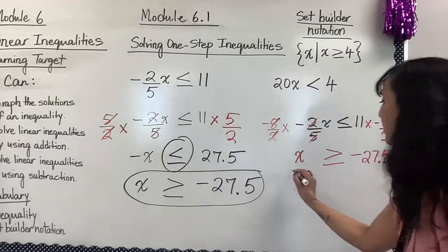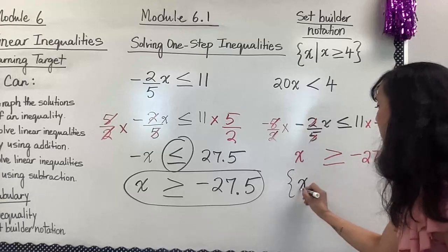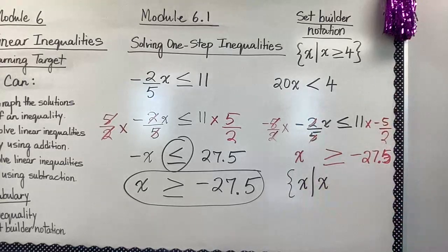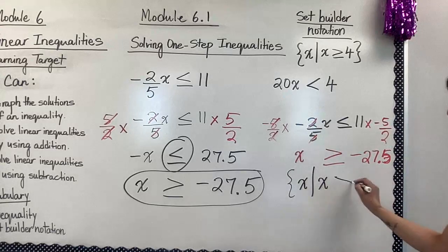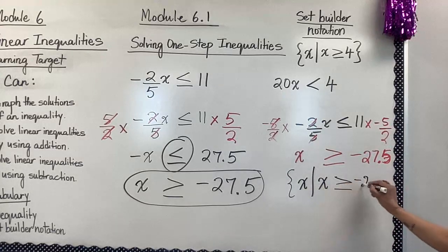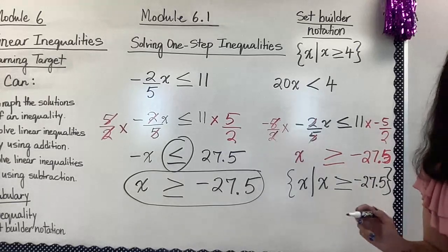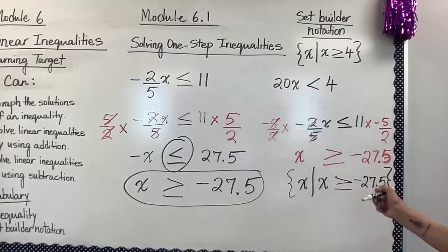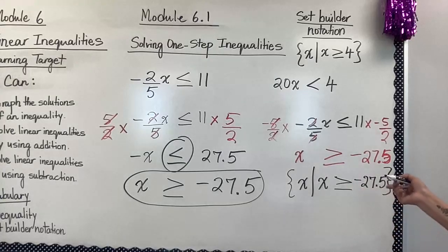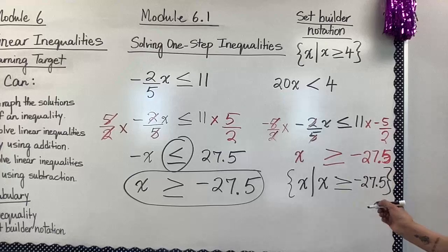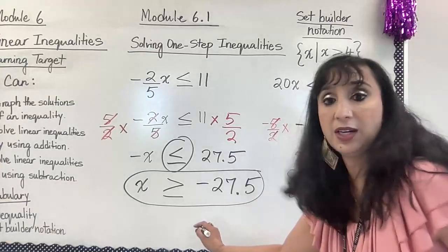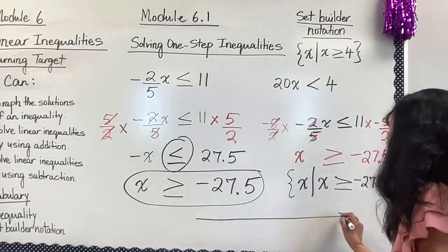And so now let's look at my solution set. My solution set is this: X is going to be greater than or equal to negative 27 and 5/10. So it's a solution X where X is greater than or equal to negative 27 and 5/10. And so now if I am going to graph this, I can have a graph. Just trying to see if you can see what I'm doing.